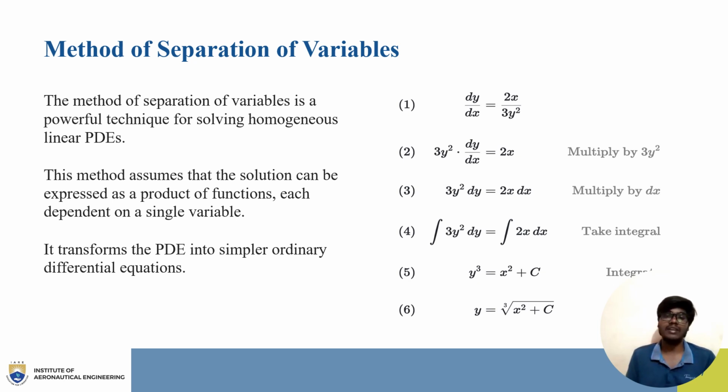Here we are separating the variables according to their coefficients, which are like y or x. We are separating y on one side and x on one side and then integrating those. So we get the answer y equal to root over x square plus c. This is known as separation of variables or variable separable.